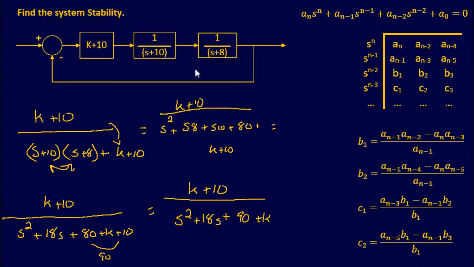So all I did was just take this block diagram and create a very simple equation right here, or a simple transfer function. Now we could take this function and start plugging it into our characteristic equation and then to our Routh table. So let me go ahead and move this up here.